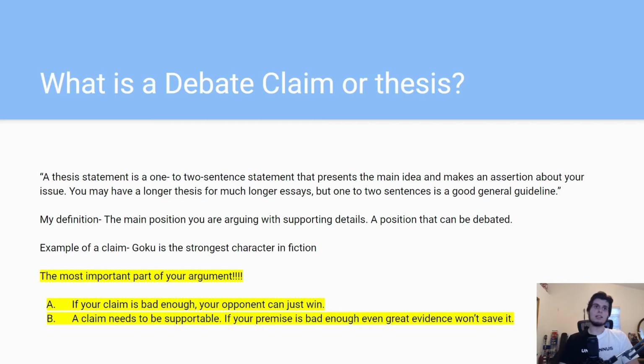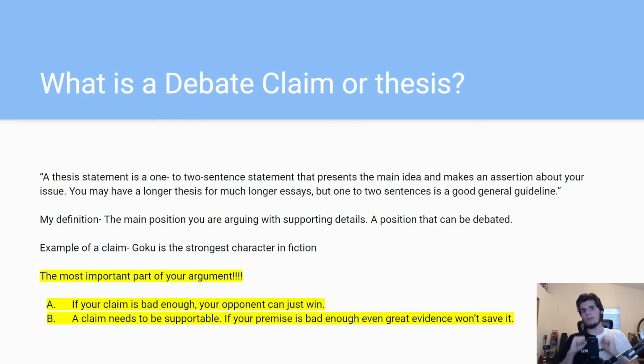And the second reason is that your claim needs to be supportable, i.e., you need to have evidence supporting your claim. And the quality of your claim will determine how much evidence you can provide, what type of evidence you're going to provide, and the volume of evidence you will have to pull from to make your argument the most effective it can be. So what I'm basically saying here is that, one, your claim determines if you're going to be even debating at all, and two, the potential of your case rests on the foundation of your claim.